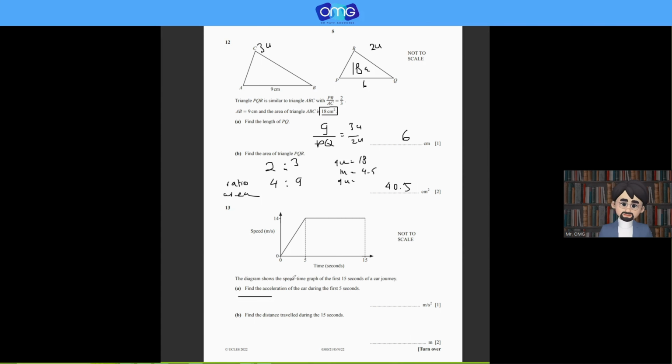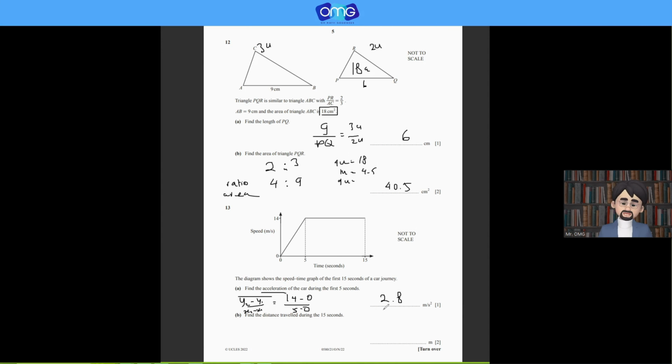13a, find the acceleration during the first 5 seconds. That means this is a speed-time graph. To find the acceleration is simply to find the gradient. The gradient is y2 minus y1 over x2 minus x1, which is 14 minus 0 over 5 minus 0, and that equals 2.8, and that's the answer.